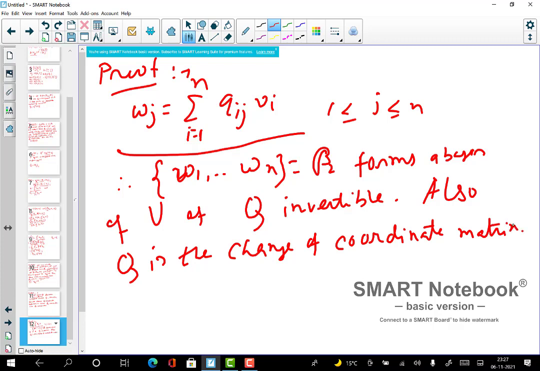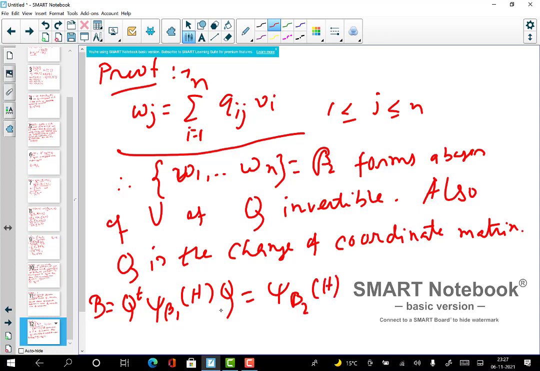And hence, obviously, by our previous theorem, it is given that my B is Q transpose psi beta 1 of H of Q, and this is nothing but psi of beta 2 of H, because of the way we defined my W_j, from the previous theorem. Okay, so this is proved.